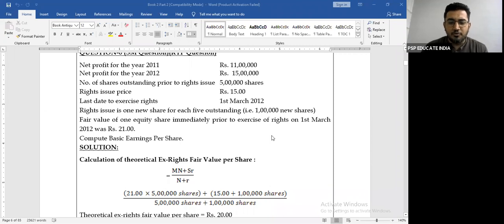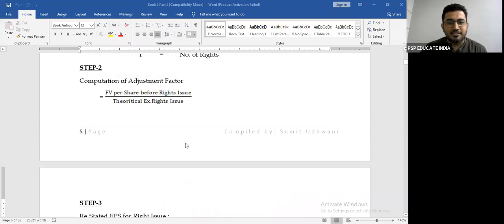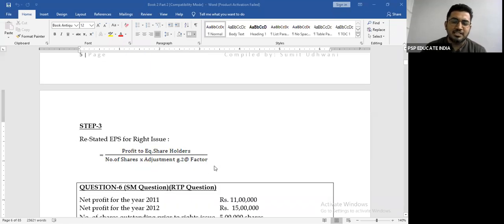Tell me, how will you do that? You have calculation of adjustment factor, which is fair value per share before the rights issue. Can you tell me what is the fair value per share before the rights issue in the question? 21. Okay, perfect. What about theoretical X rights value? What is your theoretical X rights value in the question?